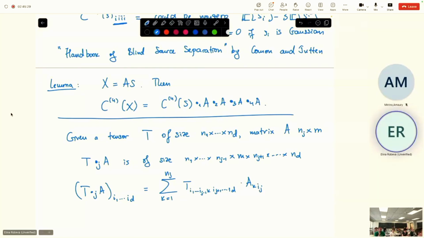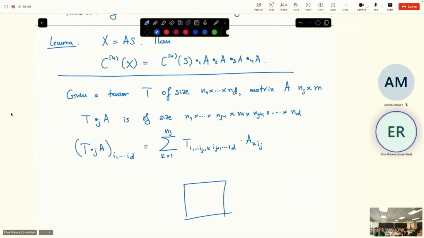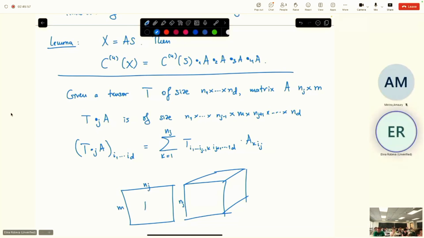In a matrix product, you just multiply over k. We have k here and k here. That goes from 1 to nj, and now we do the same, but for the tensor. Pictorially, this would be like I take my tensor and multiply by A along one side. Let's say this is nj and this is nj. Maybe this would be A transpose in the picture, but I hope you see the point.